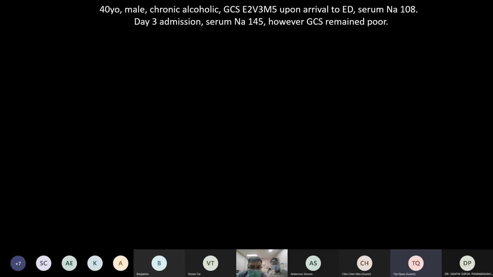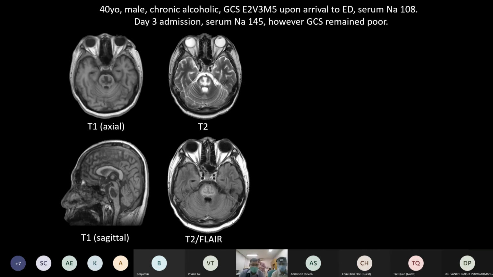As Zheguan rightly pointed out, the older name for osmotic demyelination syndrome is central pontine myelinolysis. But this old term is no longer used because the myelinolysis is not only limited to the pons. There's also extrapontine manifestation. That's why we prefer the term osmotic demyelination syndrome. So based on this, we look at the MRI.